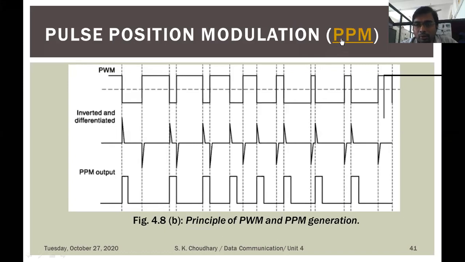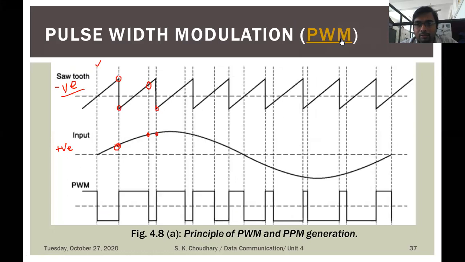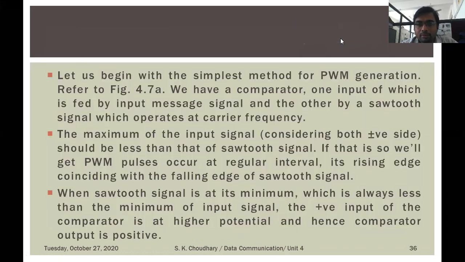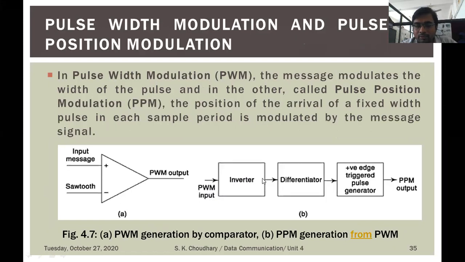Those who joined late, you can see the hardware structure here, and then the idea will be clearer. This is the hardware structure. The PWM signal is given to the inverter first. The polarity of the signal is changed, and the differentiator differentiates it and generates positive and negative spikes corresponding to the pulse polarity. Then it is passed through a positive edge triggered pulse generator, and only the fixed width positive pulses remain as output. That is nothing but a pulse position modulated output.